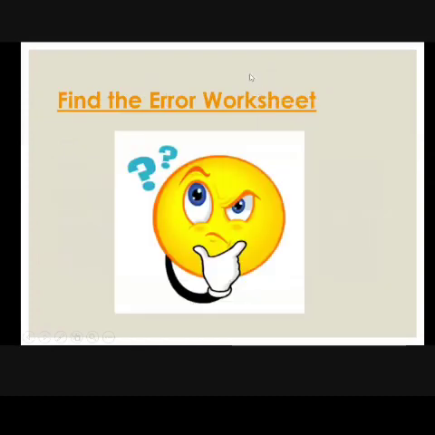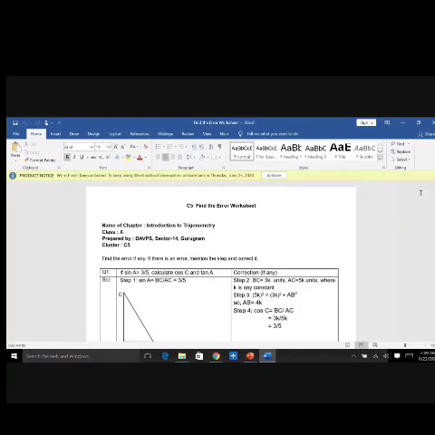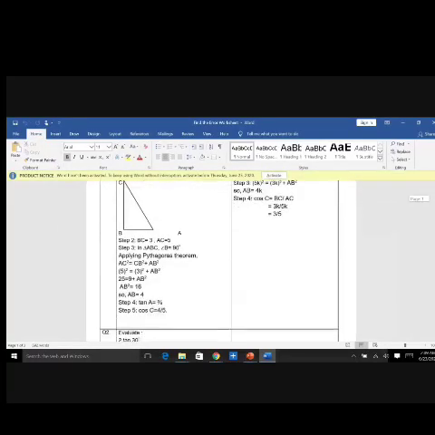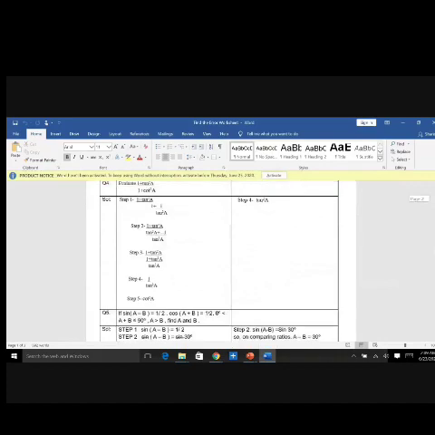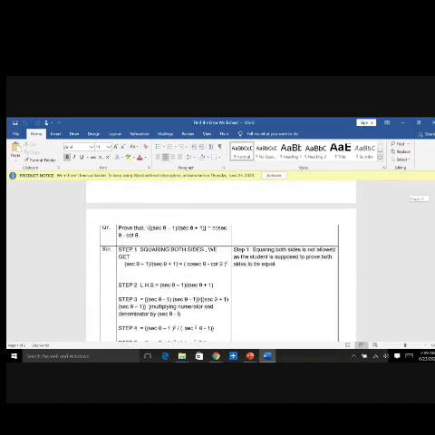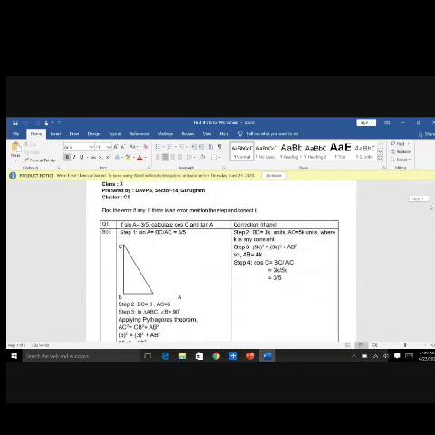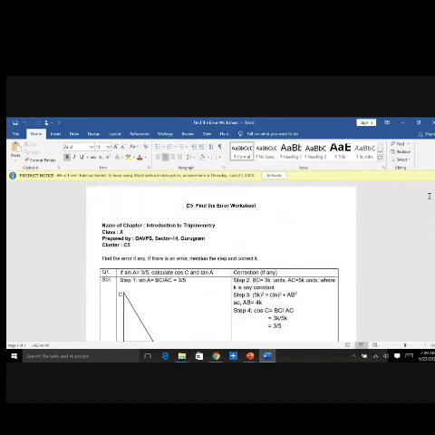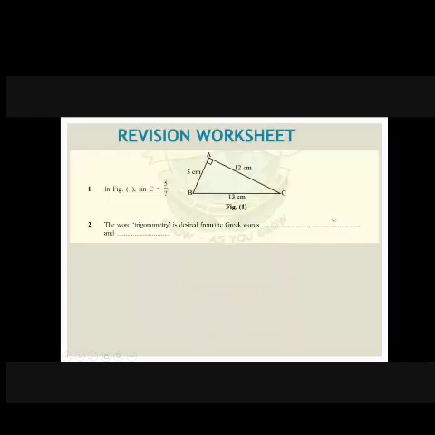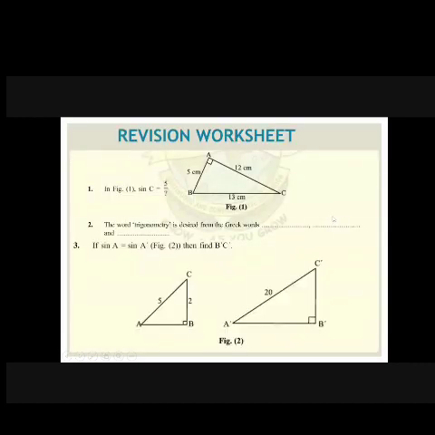Then I have the find the error worksheet. Just see here, it's going to open. If I use this activity, find the error worksheet, there are certain errors in it. The students really enjoy when they have to find out the mistakes. If you make a mistake in the classroom, they'll be the happiest or the first ones to tell us we've made some mistakes. So this is the find the error worksheet that can be taken up as an activity. Then you have the revision worksheet that is given to you.